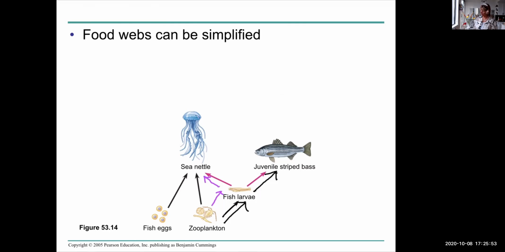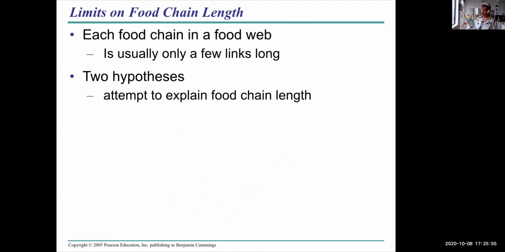And this is a more simple food web altogether. There's limits though. You don't see food chains that have over the quaternary consumer level. You just don't find them very often in nature at all. So each food chain in a food web is usually only a few links long, not very long.